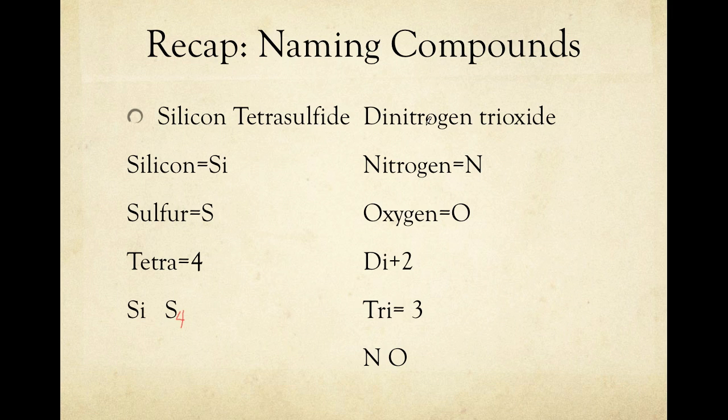Same thing here with dinitrogen trioxide. Let's first figure out the elements. Nitrogen, we already know, is a capital N. For oxygen, in an equation we put "ide," so it would be oxygen, capital O. Now, di is a prefix for 2, and tri is the prefix for 3. So when writing this, we have dinitrogen N2, trioxide O3. So that's a quick recap of this.